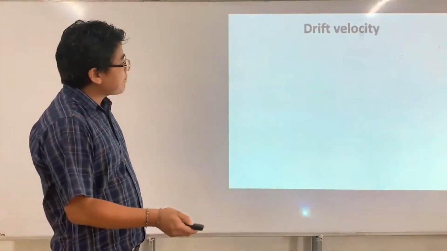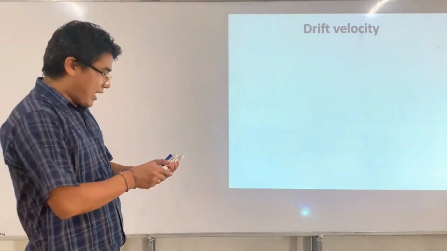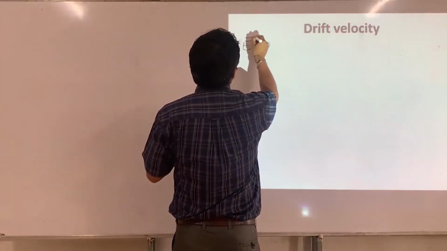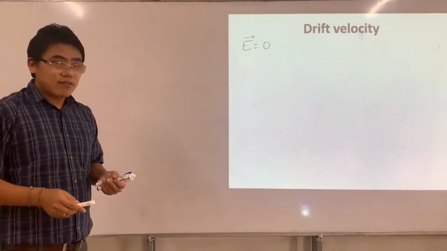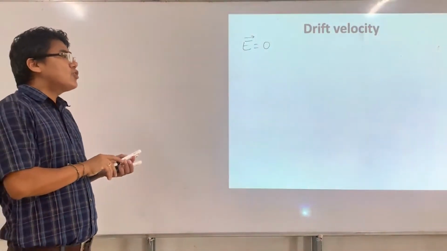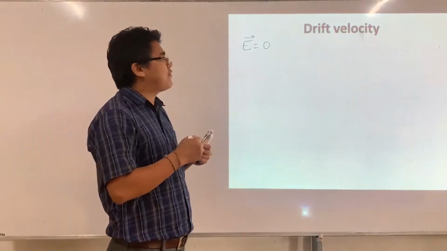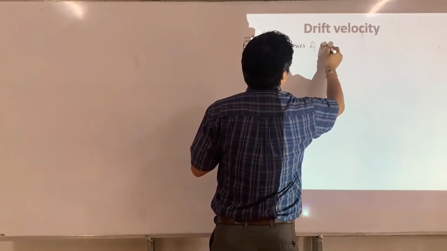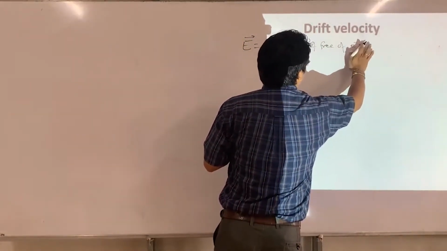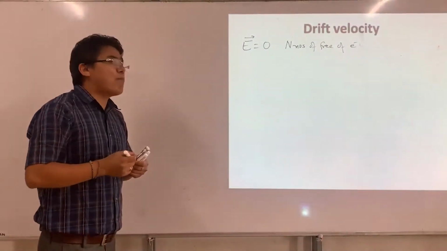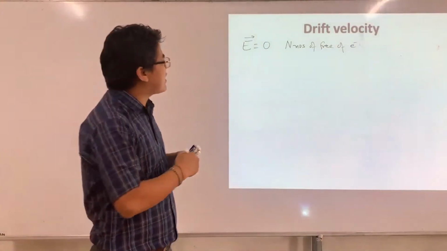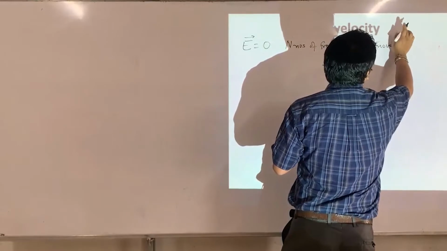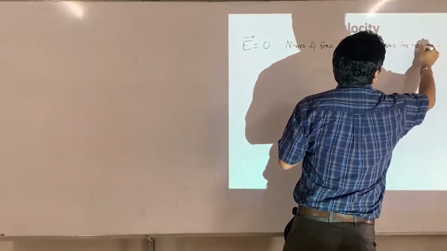Alright. So now I'm going to do this. First, without applying an electric field. First the electric field is zero. In a conductor I have n number of free electrons, and all these n free electrons are in random movements, in random directions, right? They move in random directions.